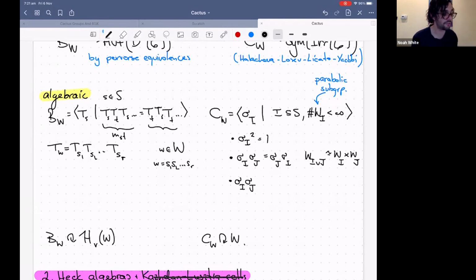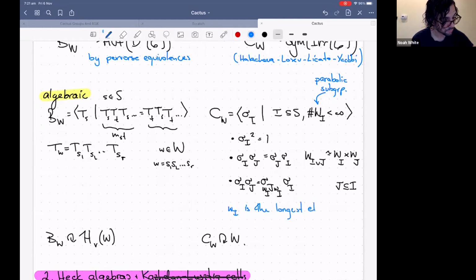And then there's one more relation that tells you what happens if J is a subset of I. In this case, you can commute them, but at the cost of conjugating every element of J by w_I, where w_I is the longest element of the parabolic. This is where we really require that we only take parabolics that are finite.